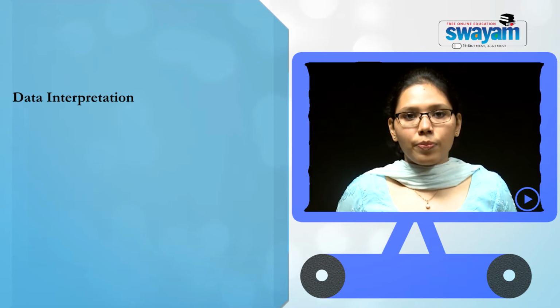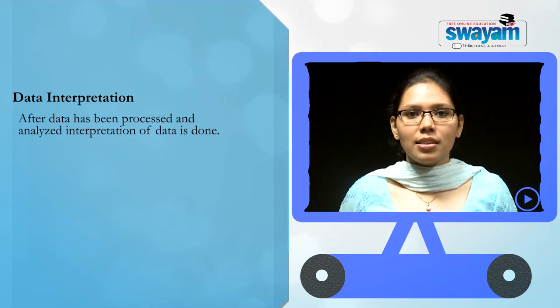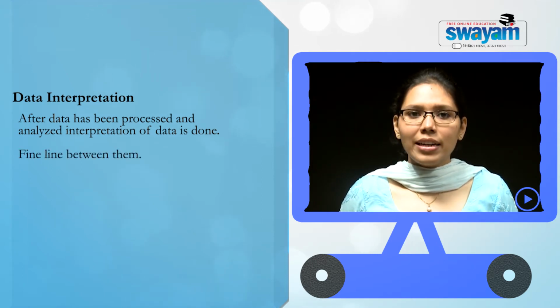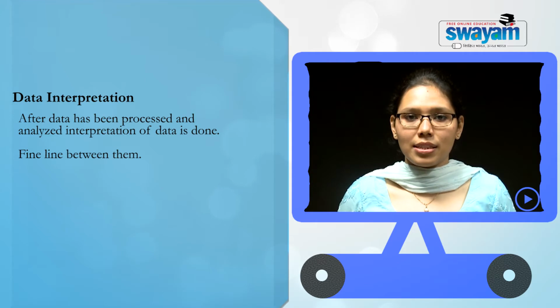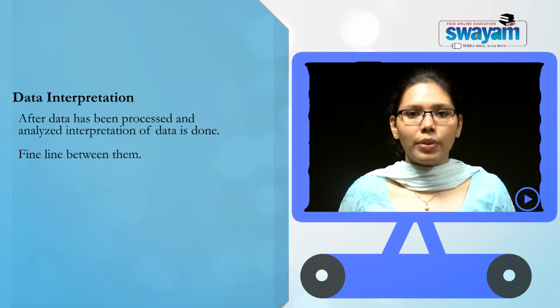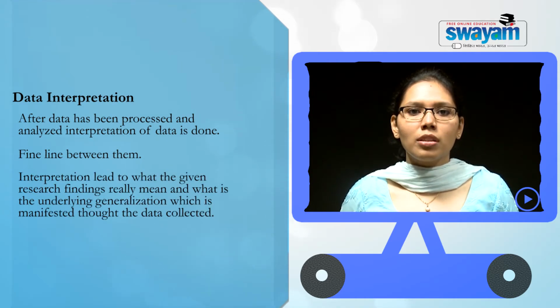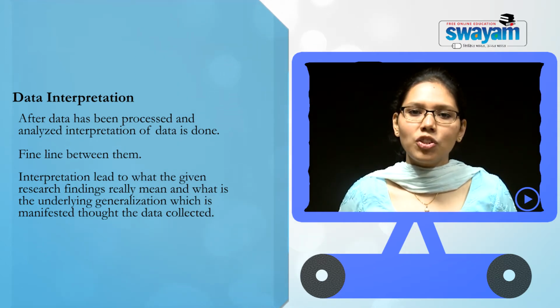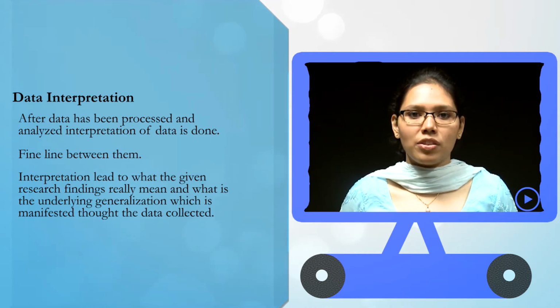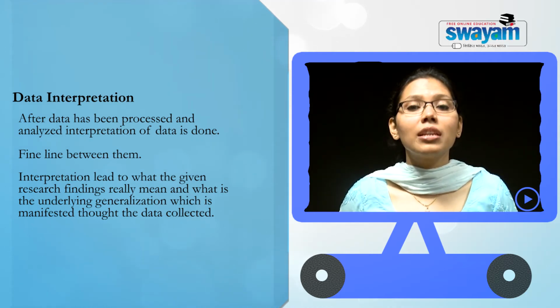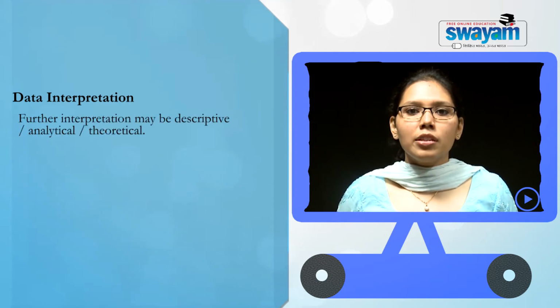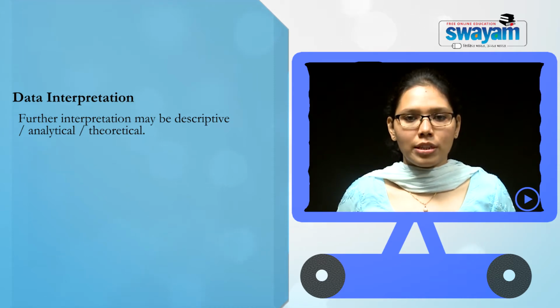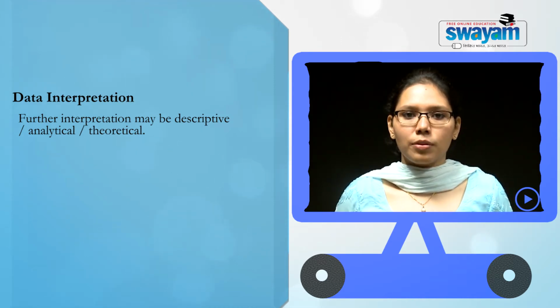Data interpretation. After data has been processed and analyzed, interpretation of data is done. Now, there is a fine line of difference between data processing and data interpretation. Interpretation leads to what the given research findings really mean and what is the underlying generalization which is manifested through the data which is collected. Further, interpretation may be descriptive, analytical or theoretical as the researcher deems fit.